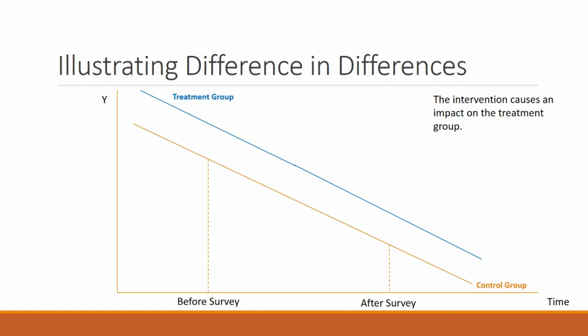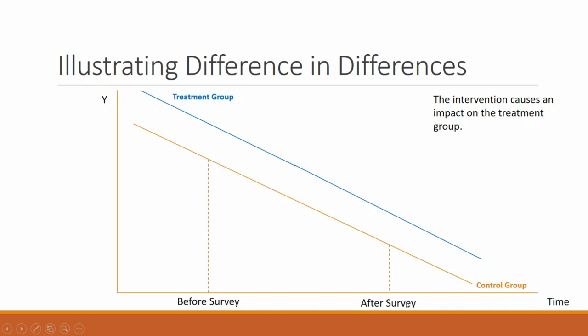Let's say we're intervening by providing students with textbooks. All right, and so now this y variable is test scores, and in this location in which we're working, unfortunately, over time, students' test scores are going down, and so we give everyone textbooks to see if we can improve this y, so improve students' test scores. All right, and so we have a before survey and an after survey.